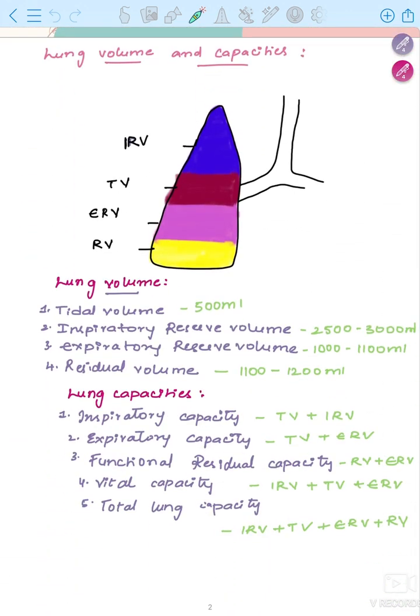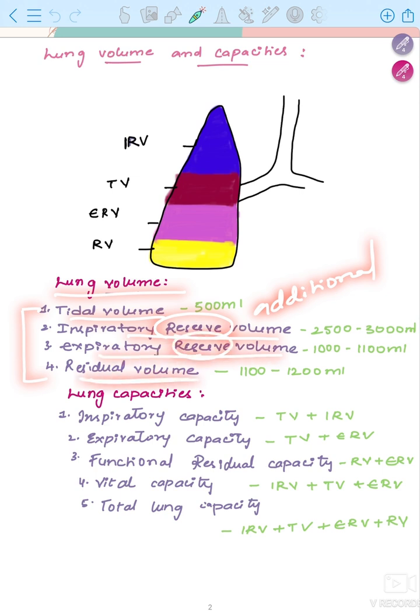So we are going to discuss lung volumes and capacities. In lung volumes, there are four types: tidal volume, inspiratory reserve volume, expiratory reserve volume, and residual volume. Reserve means additional.